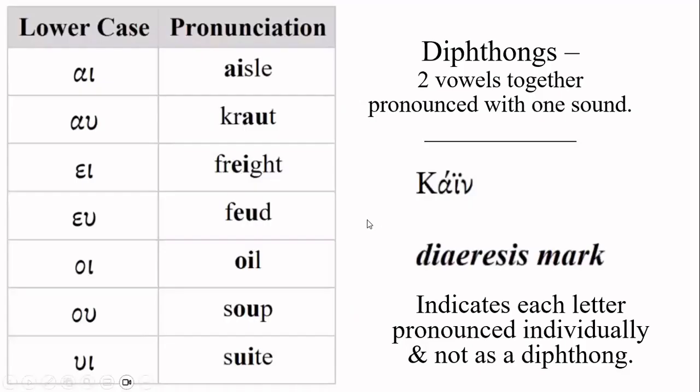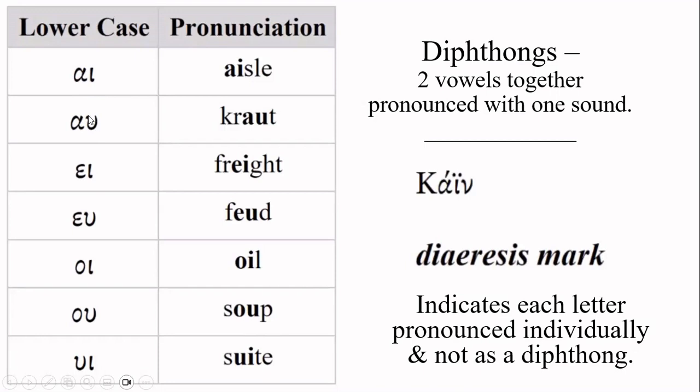Next, let's talk about diphthongs. A diphthong is when two vowels are put right next to each other, and those two letters make a new sound. So instead of this alpha saying a and this iota saying e, together they make the sound I as in aisle. Alpha, iota together make I as in aisle.